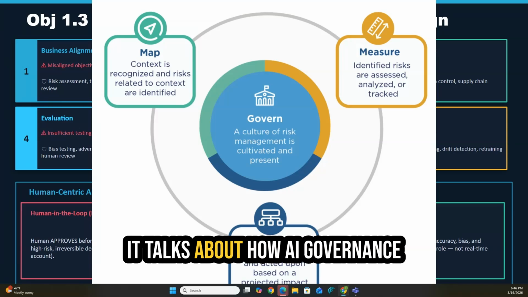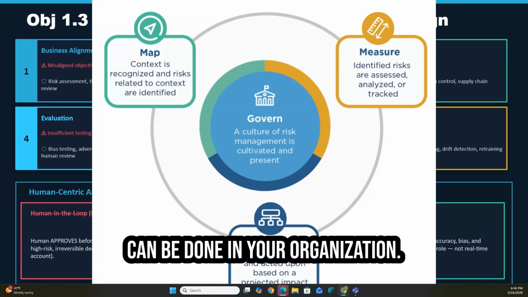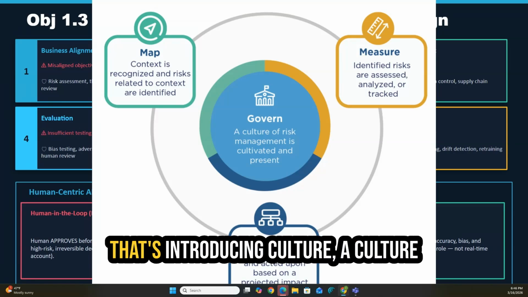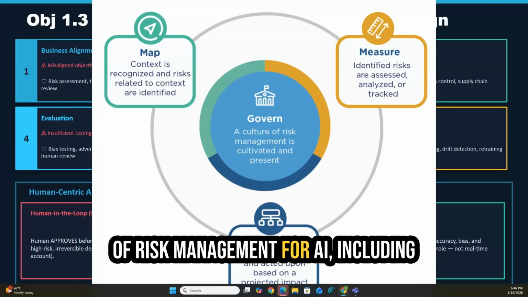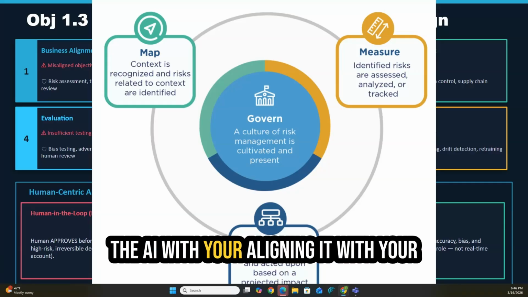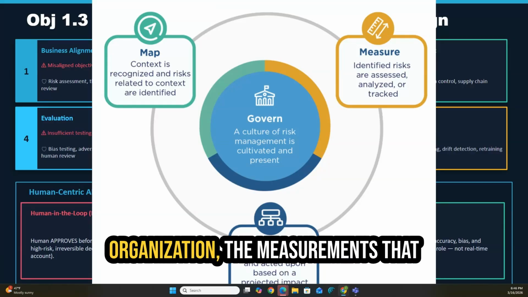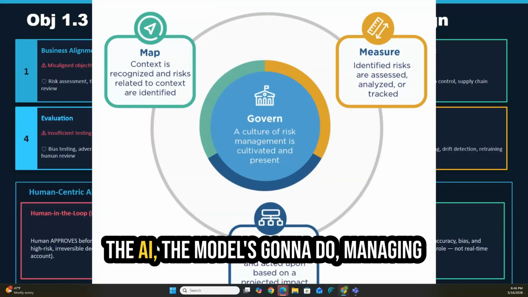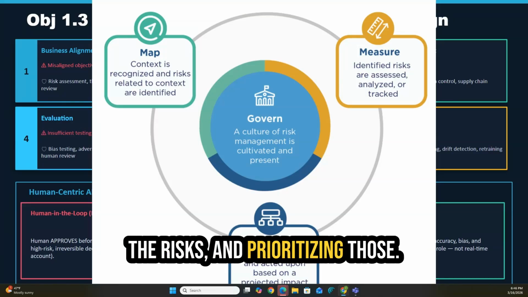It talks about how AI governance can be done in your organization. That's introducing a culture of risk management for AI, including the mapping of the context of the AI aligning it with your organization, the measurements that the model is going to do, managing the risks and prioritizing those.